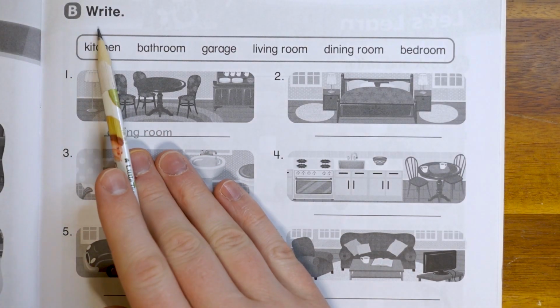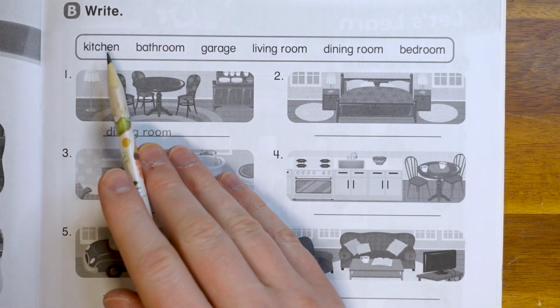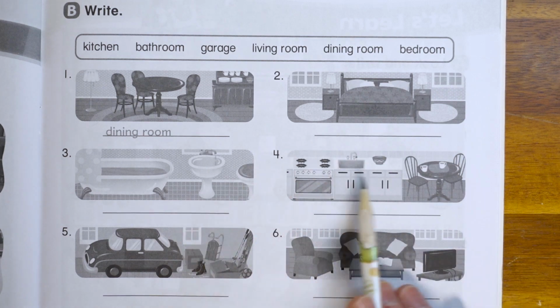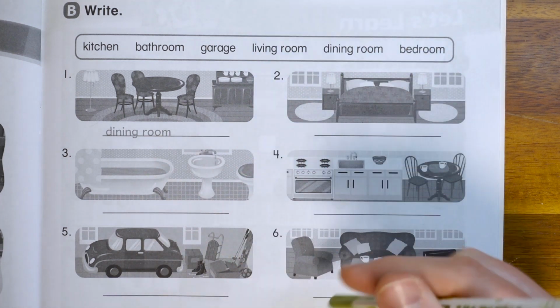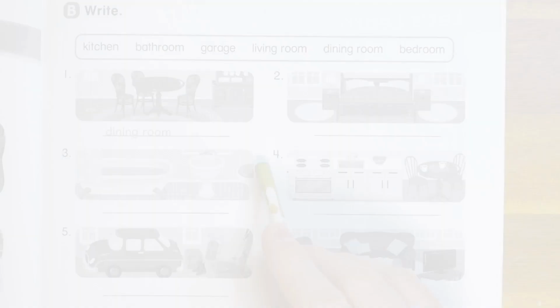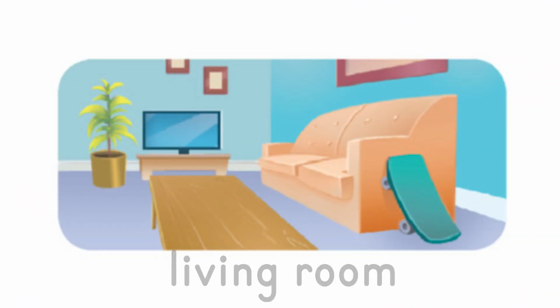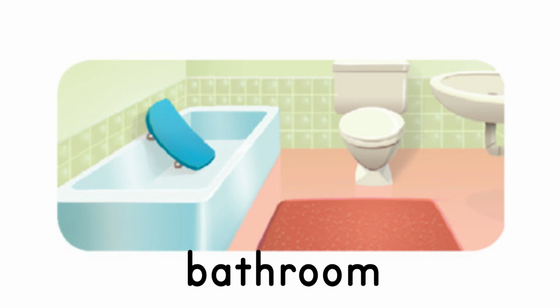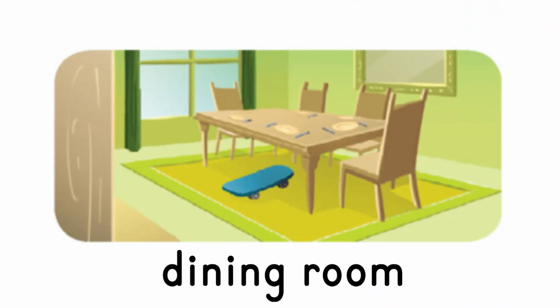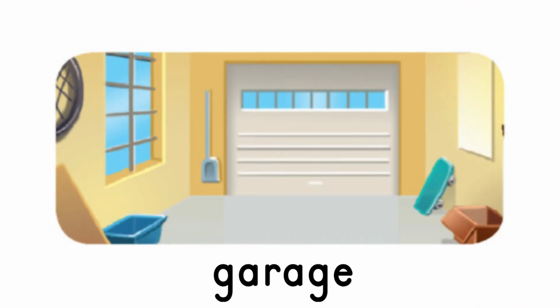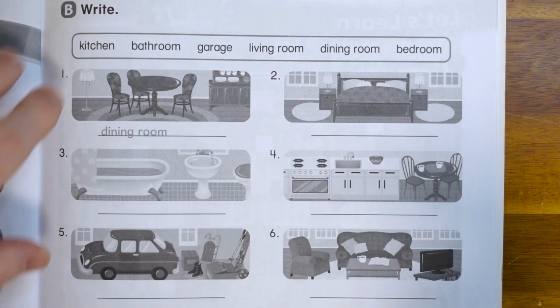Let's move on. Okay, this is part B. It just says write. So we're going to take all of these place words from inside of your home and write them under the right picture. In the student books, these places looked like this. Bedroom. Living room. Bathroom. Dining room. Kitchen. Garage. Okay, let's do it.